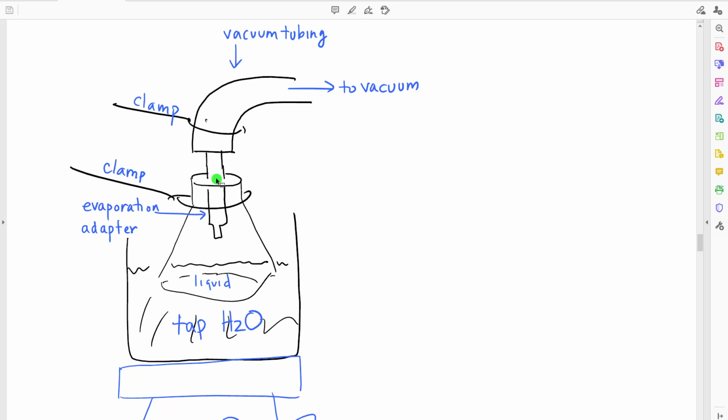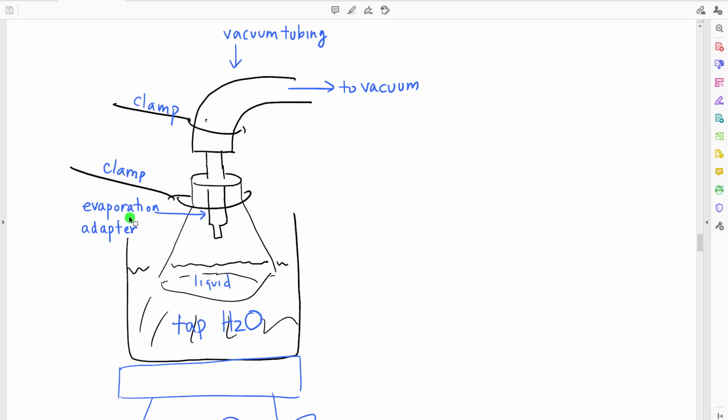We place that tube into our container above the surface of the liquid. We want to be very careful not to place it into the liquid, otherwise the vacuum will suck up the liquid like a straw and we'll lose everything. In order to do this, we use a piece of heavy-walled tubing called vacuum tubing, and then we place some type of rigid adapter in there so that we can put it down very far and very carefully control the distance to the surface of the liquid.